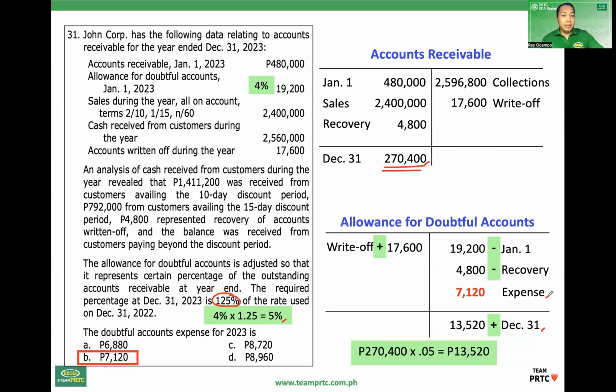Number 32. Variation ito ng percent of AR: percent of AR according to age, also known as aging. So under this method, yung rate depende sa age. Habang tumataas yung age niyan, yung days niyan, tumataas din yung bad debt rate. Pero ganun pa rin ang concept: AR balance times rate, that is the required allowance. So yun nga lang, according to age, yung computation.